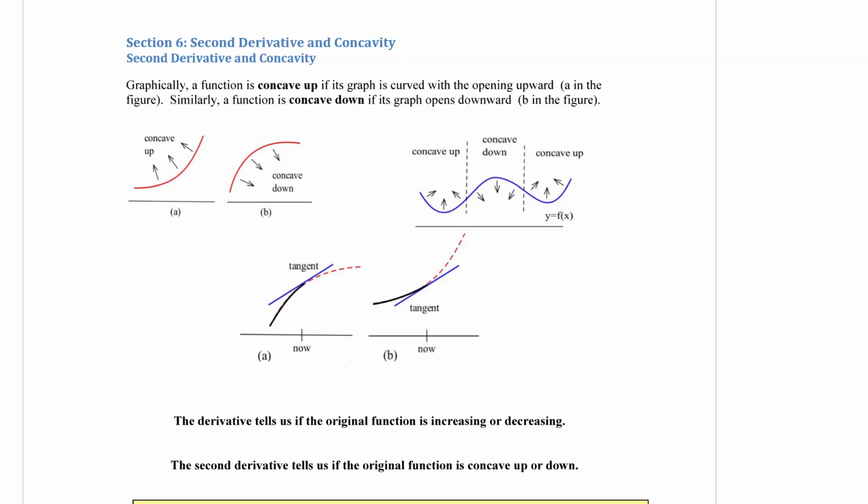So graphically, a function is either one of two directions. It's either concave up or concave down. If it's concave up, its graph is curved with the opening upward, and we can see this in figure A. Likewise, it's going to be concave down if it opens downward, and you can see this in figure B.